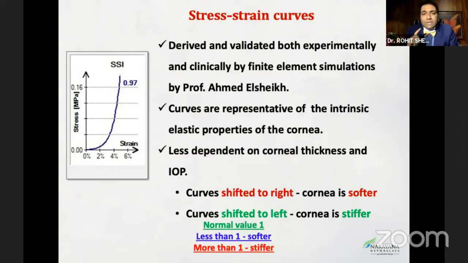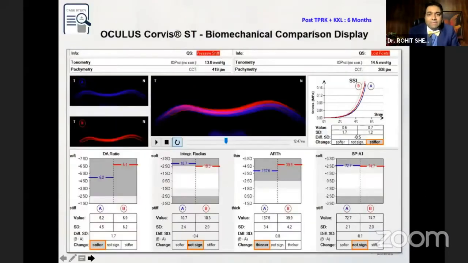But again, remember this part. This is the normative database of patients 50 years and above. When you are a 50-year-old person, your cornea is anyway stronger. So they have used maybe an upper limit of a 50-year-old normative cornea. So it is again a challenge sometimes when you try to make sense of these indices.